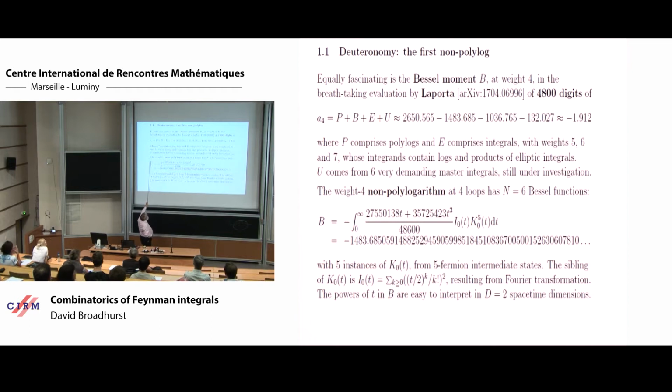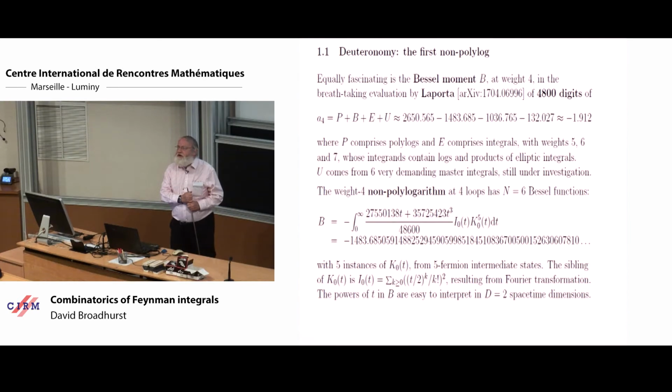Can you see it's got 4 terms? The first one, P, contains polylogarithms decorated with roots of unity. The first, the second, the third, the fourth, and the 6th root of unity. Just like Erik Panzer had found the 6th root of unity in massless Feynman diagrams. And they go up to weight 7.